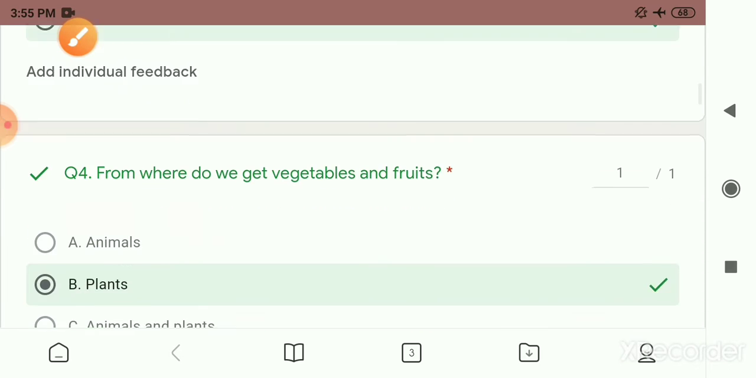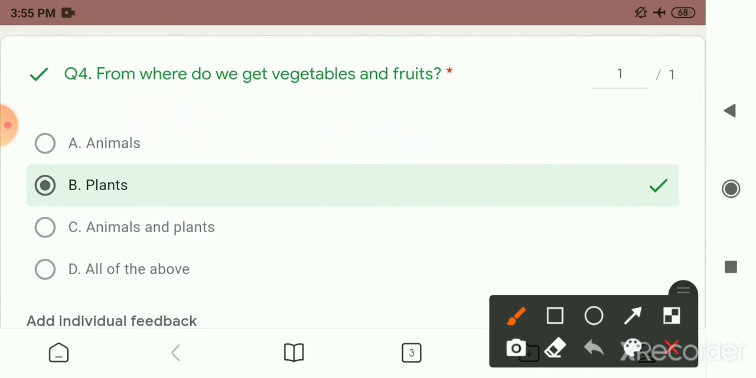The next, fourth number, from where do we get vegetables and fruits? From what are we getting the vegetables and fruits? The options are animals, plants. Option C is animals and plants, and option D is all of the above. So here your answer is option B, that is plants. From the plants we are getting vegetables and fruits.